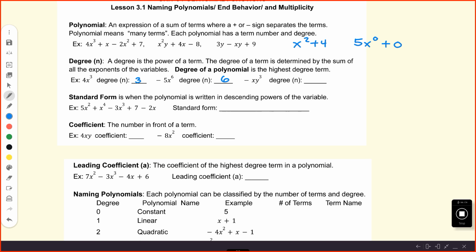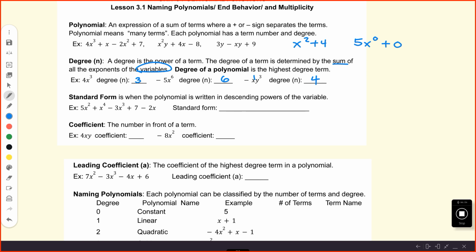Now, if you have 2 or more variables in your term, to find the degree you're going to sum up the exponents. So if you have negative xy cubed, because you have 2 variables, what is the degree of this term? 4. Again, if you have x and y in one term, you sum up the exponents. 1 plus 3 is 4.